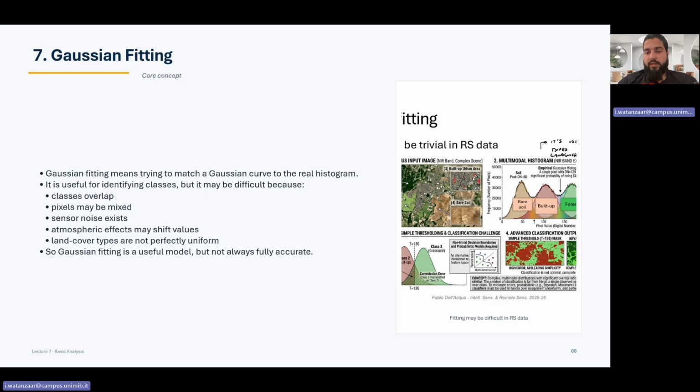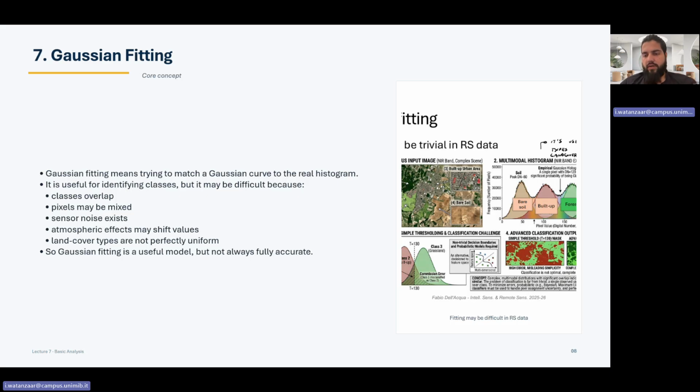It is also possible that sensor noise exists. That's one of the major pre-existing issues, and the atmospheric effect may shift the values. That is another possible reason, and land cover types are not perfectly uniform. That's for sure and obvious, it's non-uniform all the time. So Gaussian fitting is useful, but it's not always accurate.